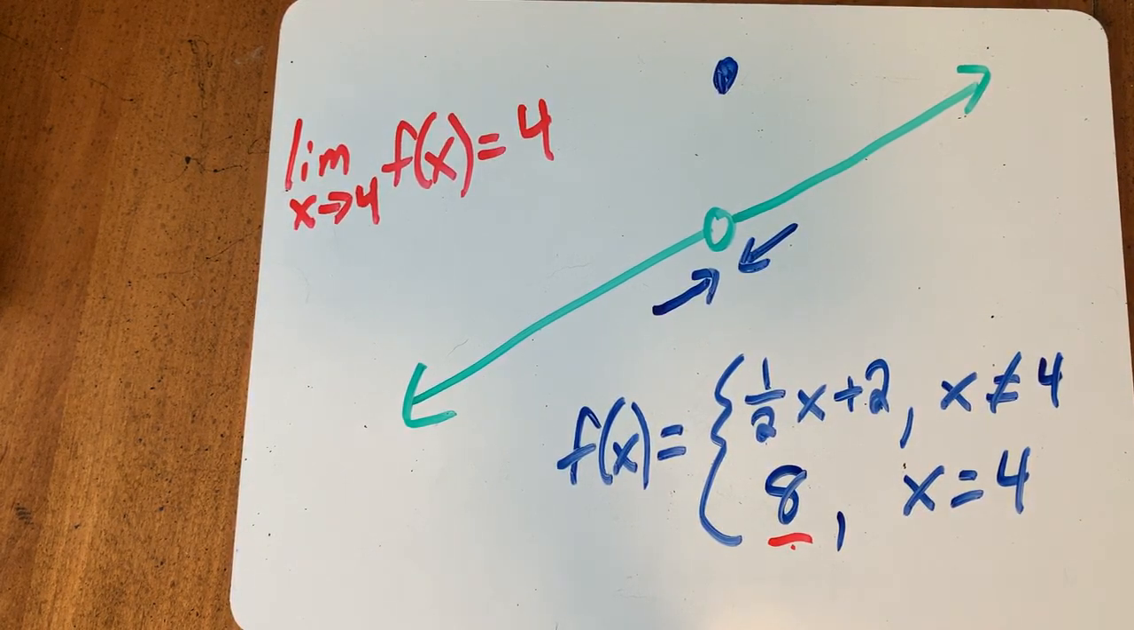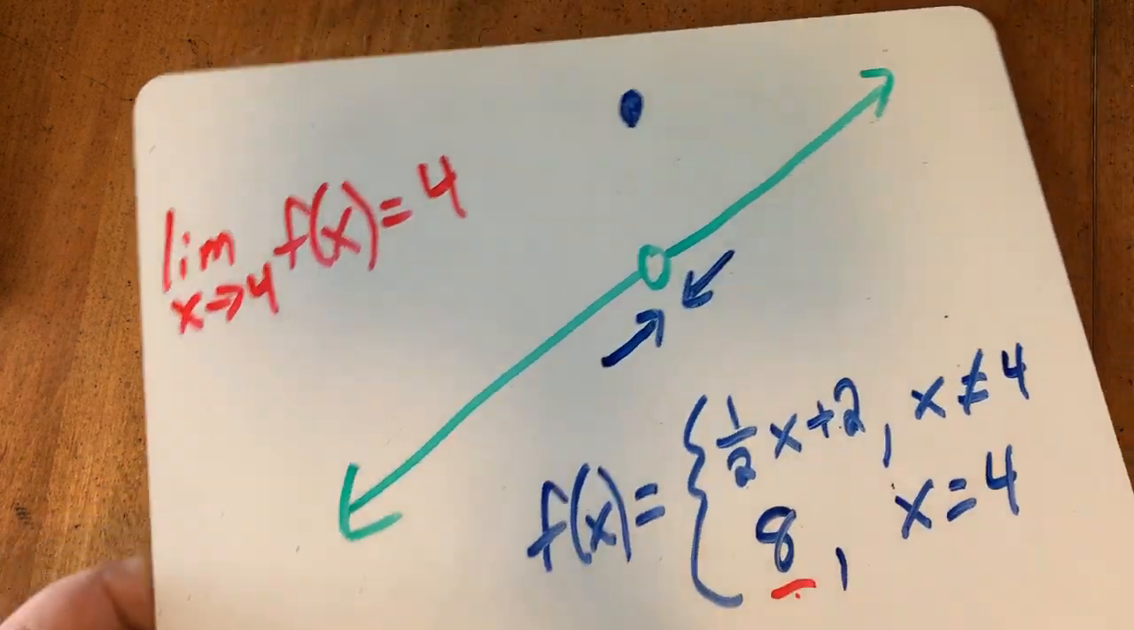The limit is not necessarily on the function. It is what the function is trending towards. So it doesn't have to be a part of the function. It's what the function trends towards. But functions don't always trend toward the same thing from the left and the right.